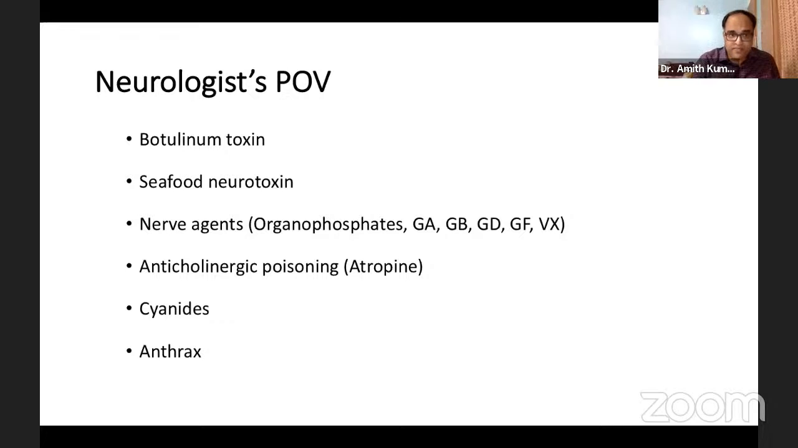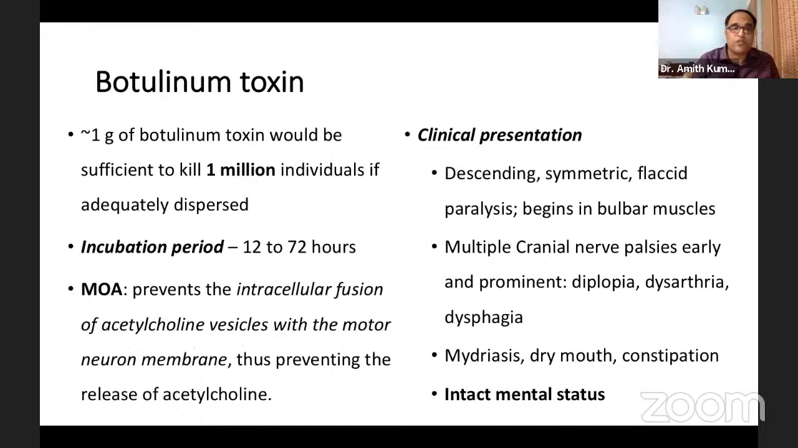So botulinum toxin, as we know, is a very lethal kind of toxin. 1 gram of botulinum toxin would be sufficient to kill 1 million individuals if adequately dispersed. It has an incubation period of 12 to 72 hours, and the mechanism of action is preventing the intracellular fusion of acetylcholine vesicle with the motor neuron membrane, thus preventing the release of acetylcholine.